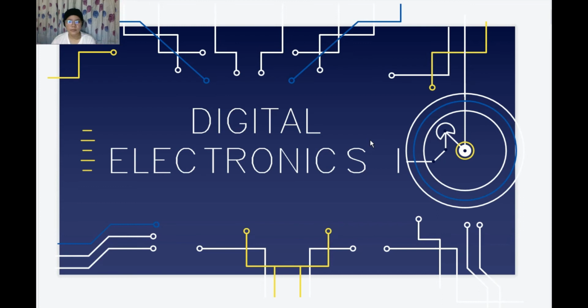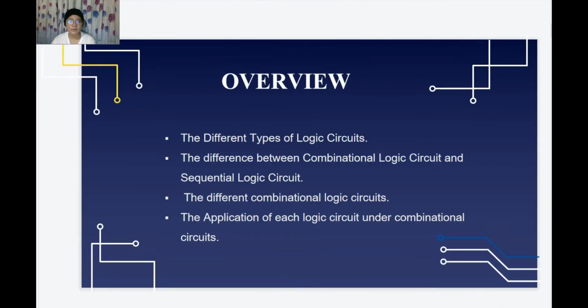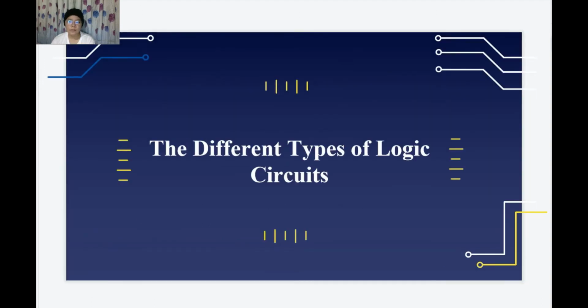So good day everyone. So here is the overview for our topic for today. We have the different types of logic circuit, the difference between combinational logic circuit and sequential logic circuit. The third one is the different combinational logic circuits and the application of each circuit under combinational circuit. So first, we have the different types of logic circuit.